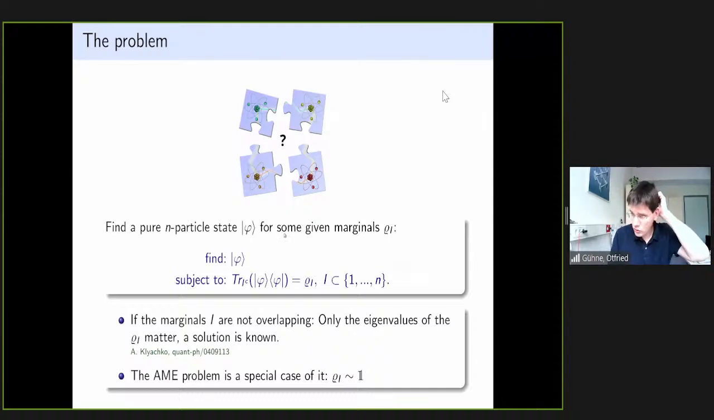Okay, but now we are not considering non-overlapping marginals. We have more general marginals, like in this AME problem, where we have really overlapping marginals.